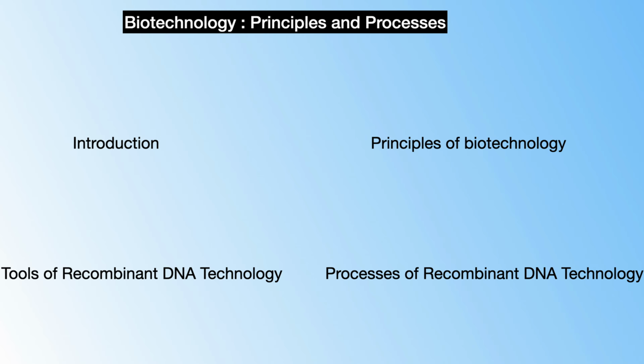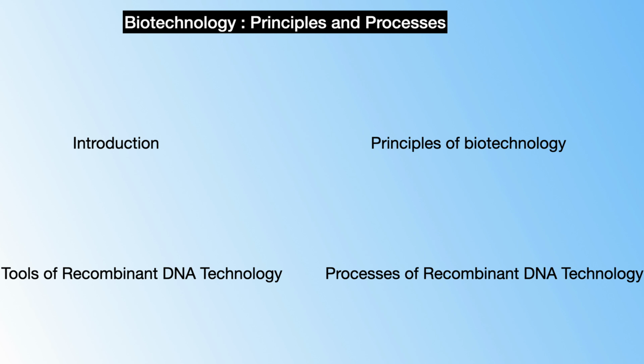To build something new like a bacteria that produces human insulin, we have to follow very specific sequential steps. The full process involves seven major steps. First is isolation of the DNA. Second is fragmentation using molecular scissors. Third is selection of the desired fragment.